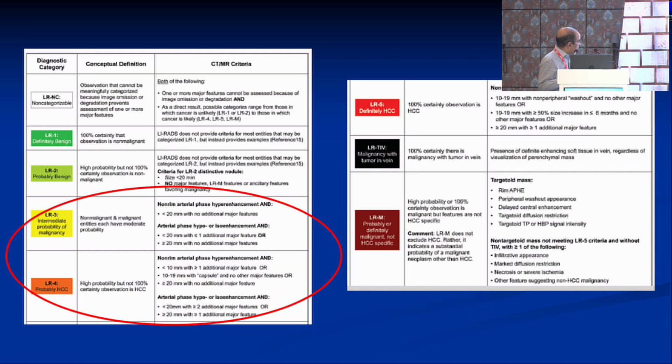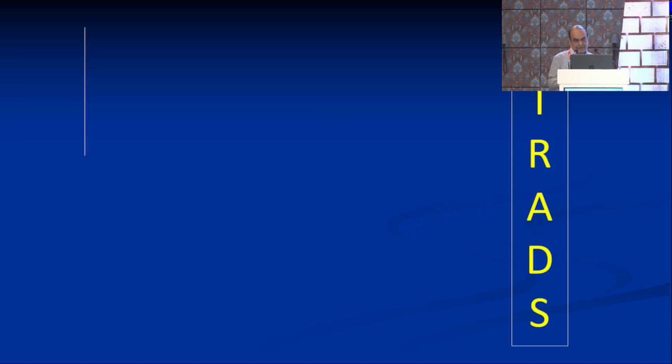So these are the two categories that we are interested in, LR3 and LR4. LR3 being a lesion where there's intermediate probability of malignancy. There's almost an equal possibility that the lesion could be benign or be malignant like an HCC. And LR4 is a lesion which is probably HCC, but we are not absolutely sure. So let's look at some examples.